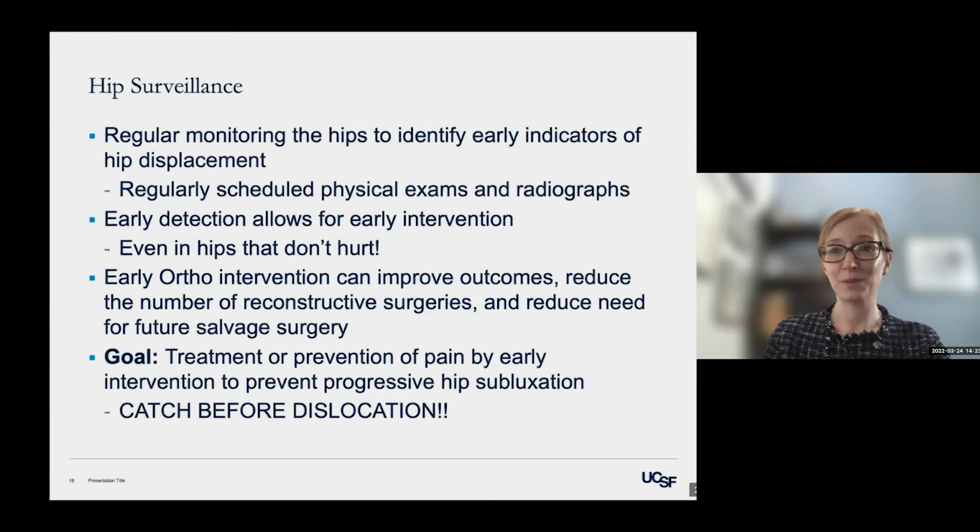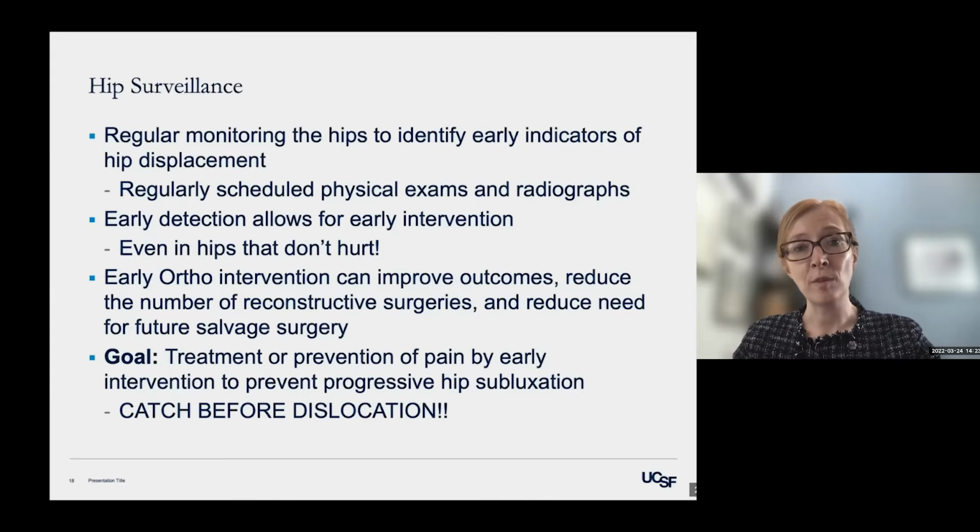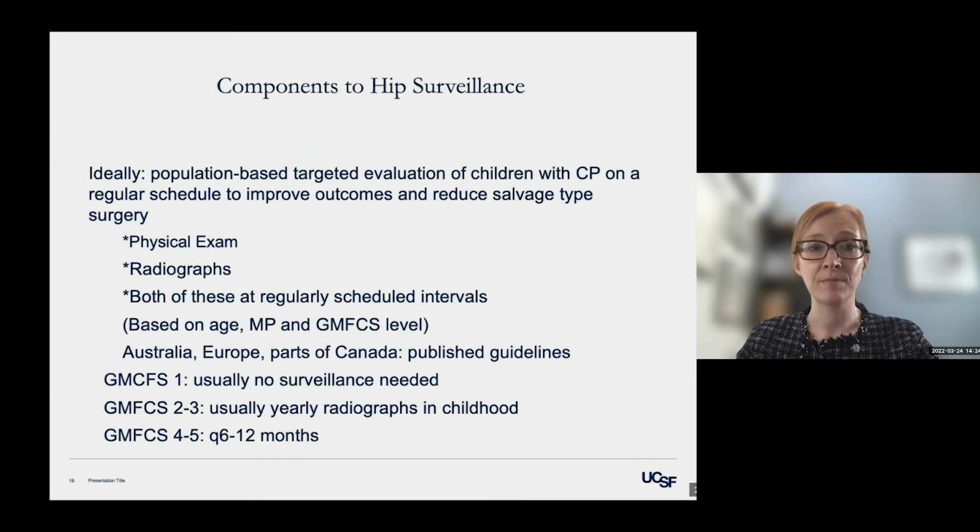It's very important. So we don't want to miss the boat. Regular monitoring of the hips is very important to identify early indicators of hip displacement. So for this, we need regularly scheduled physical exams and radiographs. And early detection is crucial for early intervention, even in hips that don't hurt. So an early orthopedic intervention can improve outcome, reduce the number of reconstructive surgeries, and reduce the need for salvage type surgeries, which don't have ideal outcomes. So the goal is treatment or prevention of pain by early intervention to prevent progressive hip subluxation. We want to catch these hips before they come out.